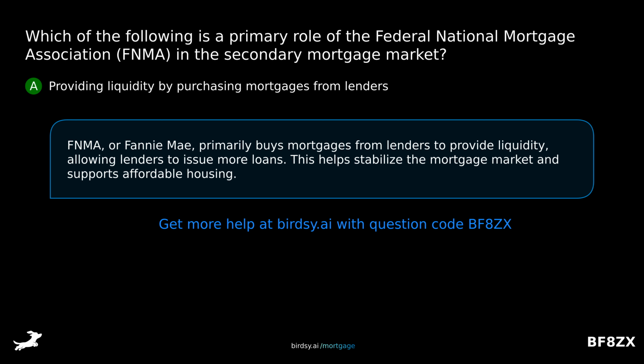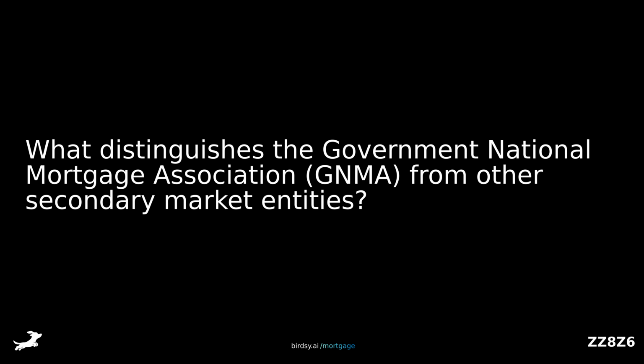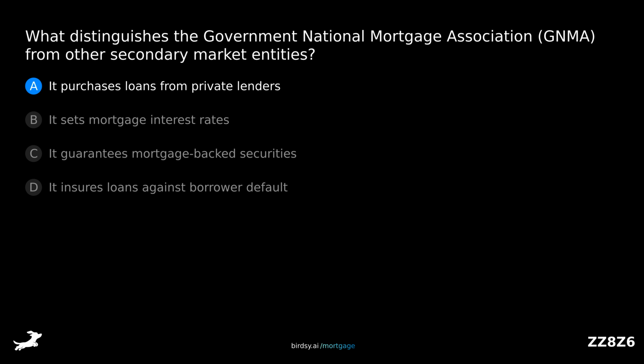FNMA, or Fannie Mae, primarily buys mortgages from lenders to provide liquidity, allowing lenders to issue more loans. This helps stabilize the mortgage market and supports affordable housing. What distinguishes the Government National Mortgage Association from other secondary market entities? Is it A, it purchases loans from private lenders, B, it sets mortgage interest rates, C, it guarantees mortgage-backed securities, or D, it insures loans against borrower default? The answer is C, it guarantees mortgage-backed securities.